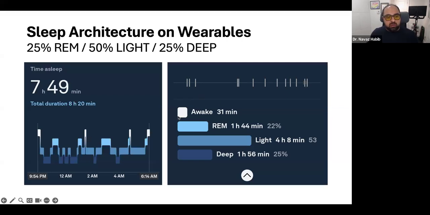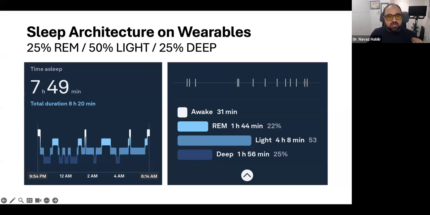I also noted that only 31 minutes was spent awake total out of that full sleep time. And I was in REM sleep for 22% of the time, an hour and 44 minutes. In light sleep for 53% of the time, 4 hours and 8 minutes. And in deep sleep for nearly 2 hours at 25%. The optimal goal, if somebody's utilizing wearable data or wearable sleep trackers, you want to be 25, 50, 25. 25% REM, 50% light, 25% deep. Okay, that's optimal. It doesn't happen often, but it's a great one to look for when you're working with your patients.